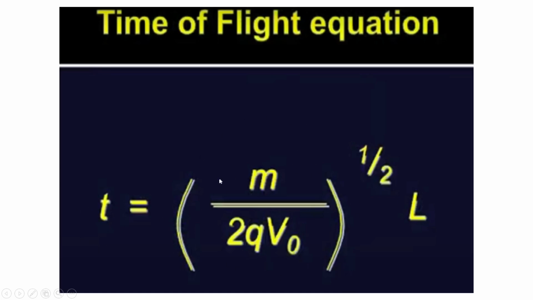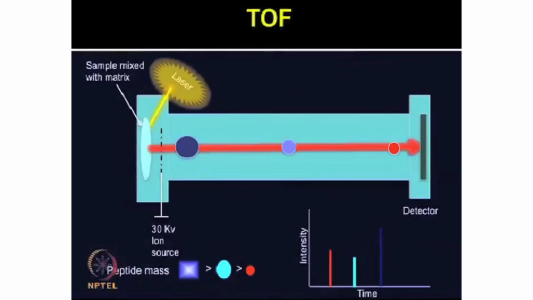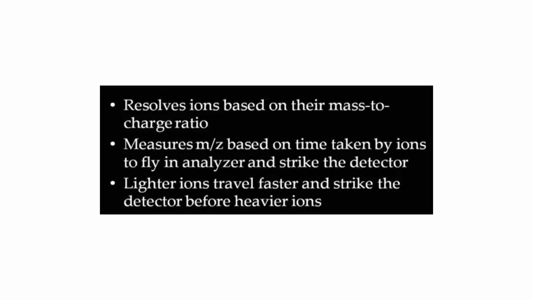This is how you calculate the time basically. This is what the time of flight equation is. So here the separation happens depending upon the mass to charge ratio. Generally, the lower mass to charge one will come out first, and whatever is the concentration, you will find that first. For example, even if this mass to charge is higher, but if the concentration is lower, you will find a lesser peak size accordingly. This is how the results are shown. Whatever is hitting the detector, accordingly you will get the peaks continuously. It measures mass to charge based on the time taken by ions to fly in the analyzer and then strike the detector. The lighter ones travel faster and strike the detector before the heavier ones.